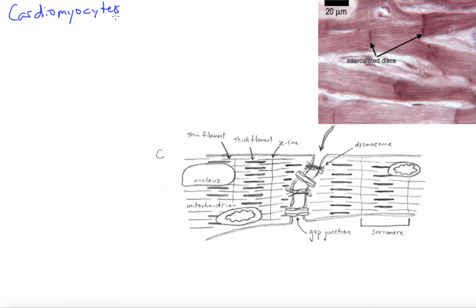And if you think about it, the term is telling you: cardio refers to heart, myo refers to muscle, and cyte, C-Y-T-E, means cell. So it says heart muscle cell, right?